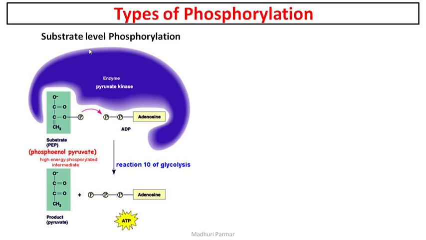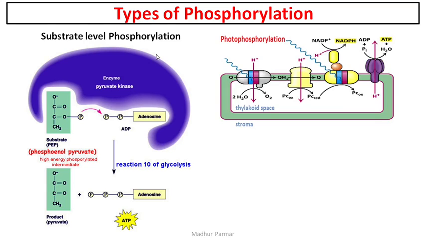Substrate level phosphorylation, we have seen 2 reactions in the case of glycolysis: 1,3-bisphosphoglycerate to 3-phosphoglycerate, and the second reaction was phosphoenolpyruvate to pyruvate. So these 2 reactions produce substrate level phosphorylated ATP. Then in the Krebs cycle, succinyl CoA to succinate, the succinate synthase enzyme can also produce 1 GTP, which is equivalent to 1 ATP. So these are all substrate level phosphorylation.